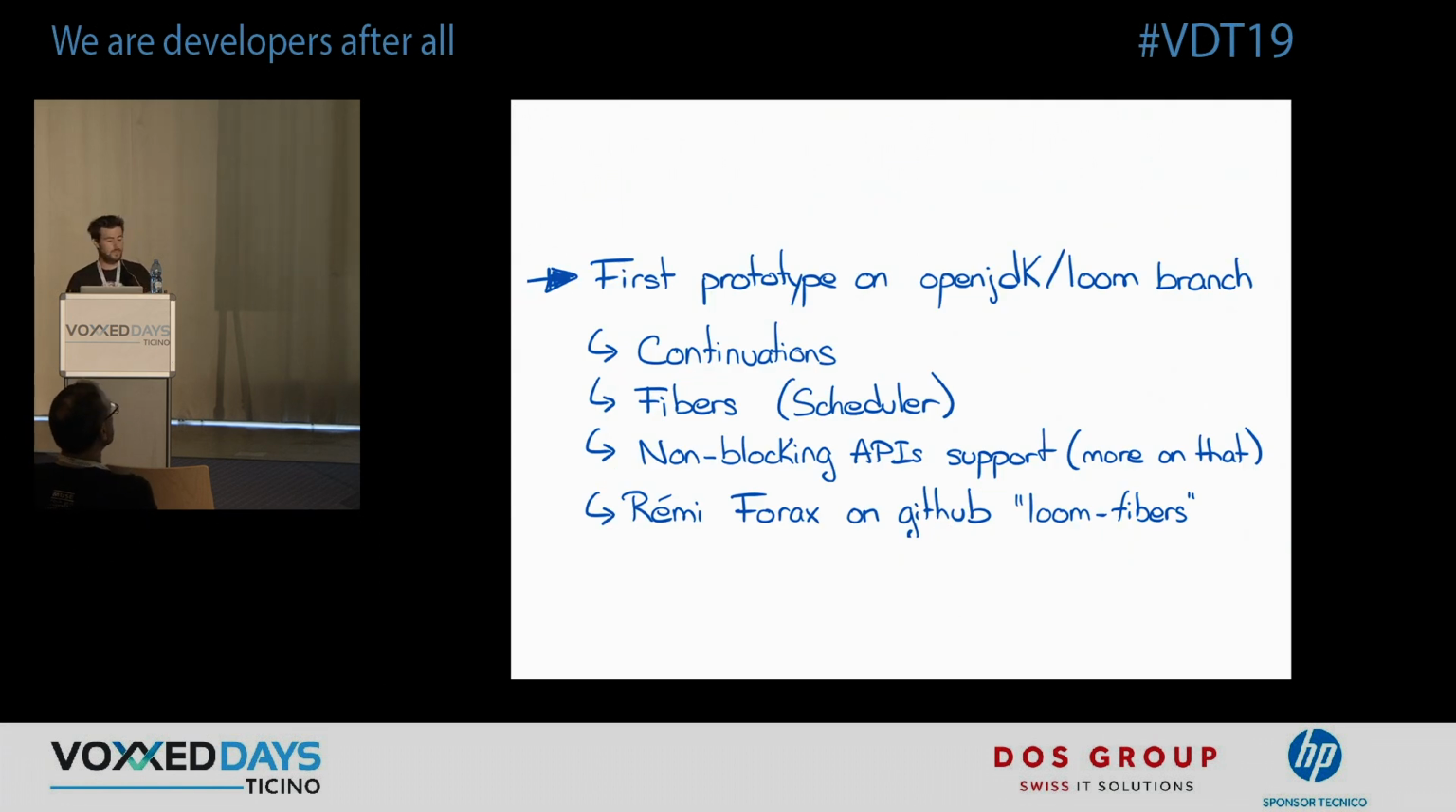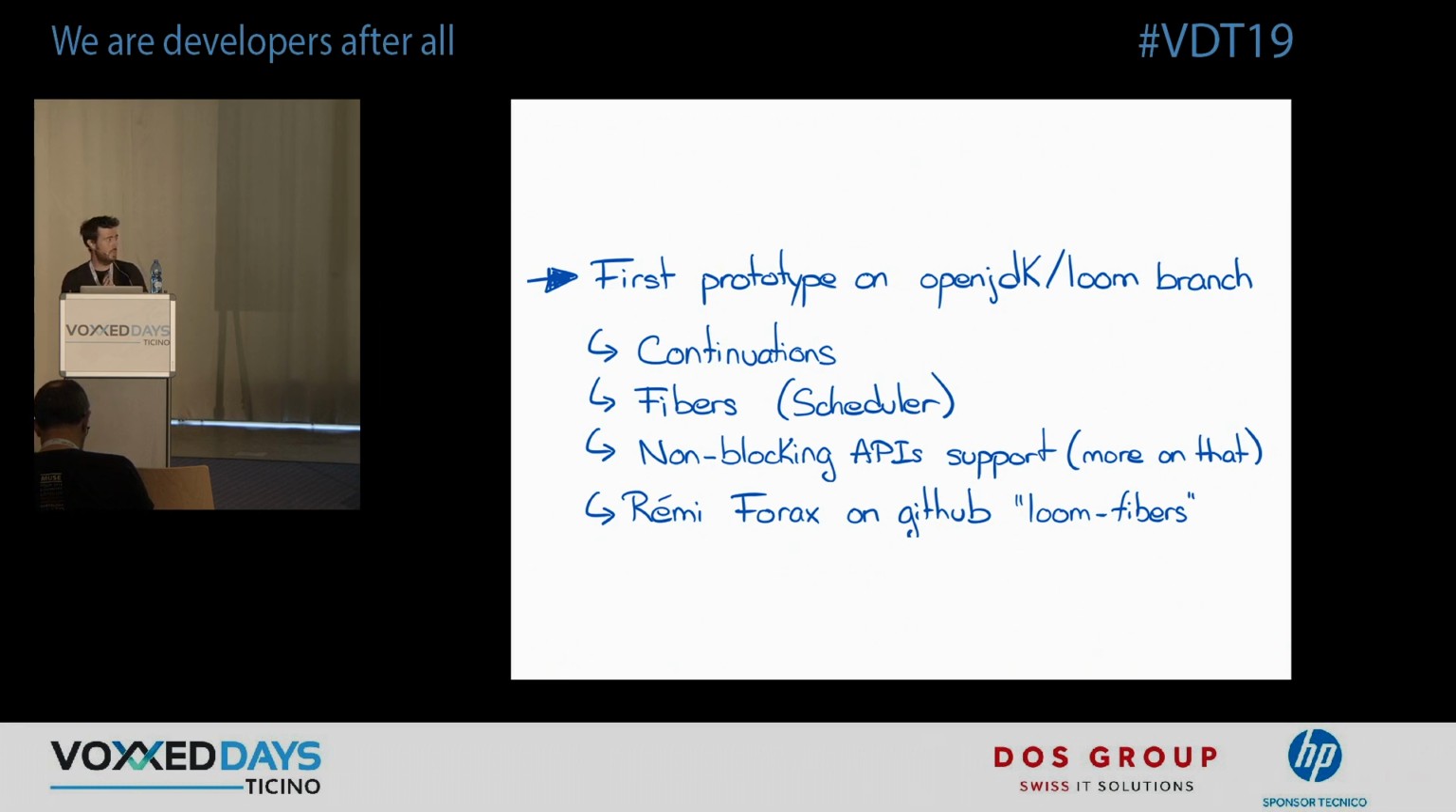So the current state of the Loom project is a prototype. Okay, so you can start to play with it, like I did, by either building the JDK yourself or retrieving one of the already pre-built, I think it's JDK 14 early access, on the Loom branch specifically. And you will be able to play with continuations, with fibers, and the provided scheduler, and you will be able to make non-blocking API calls with support from the java.io methods that have been modified.